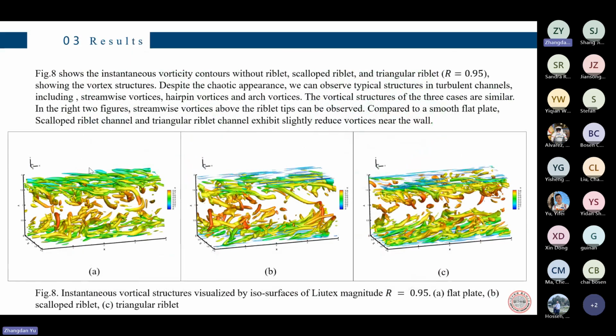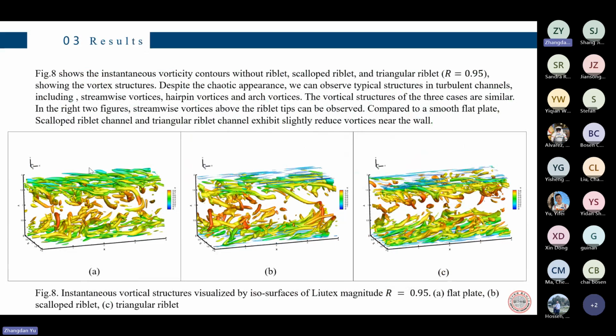Figure 8 shows the instantaneous vortex contours without riblets, with scalloped riblets, and with triangular riblets, R equal to 0.95, showing the vortex structures. Despite the chaotic appearance, we can observe typical structures in turbulent channels, including streamwise vortices, hairpin vortices, and arc vortices. The vortex structures of the three cases are similar.